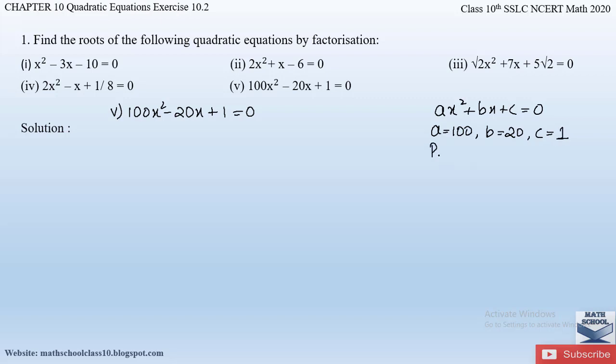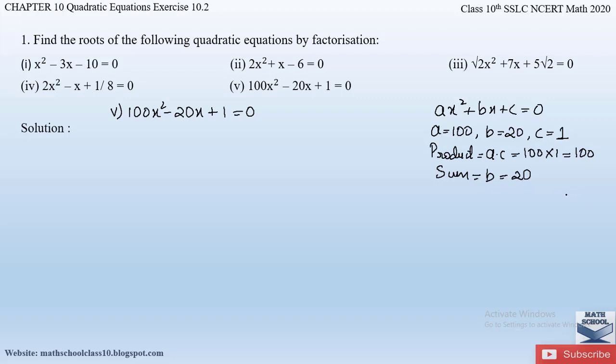So our product is a into c, that is equal to 100 into 1, that is 100, and a sum will be, since the sign of c is plus, we are taking the sum. If it was minus, we would have taken the difference, that is equal to b, that is 20. So now we have to factorize 100 and find the product should be 100 and sum should be 20.